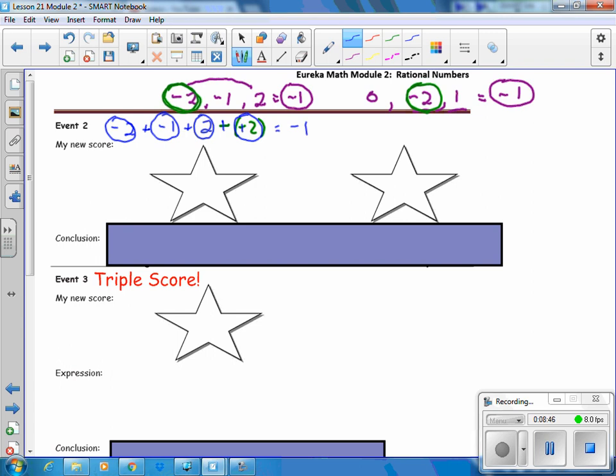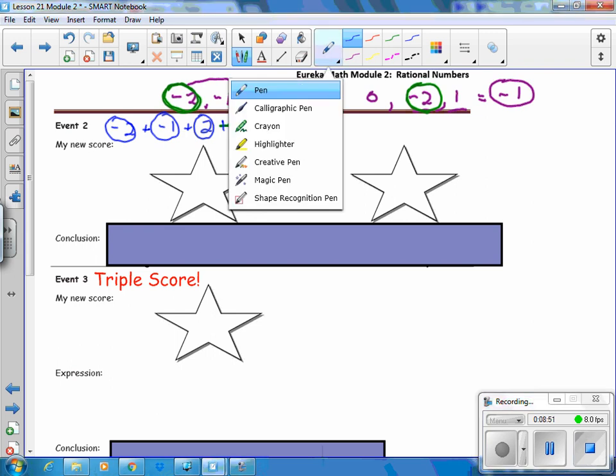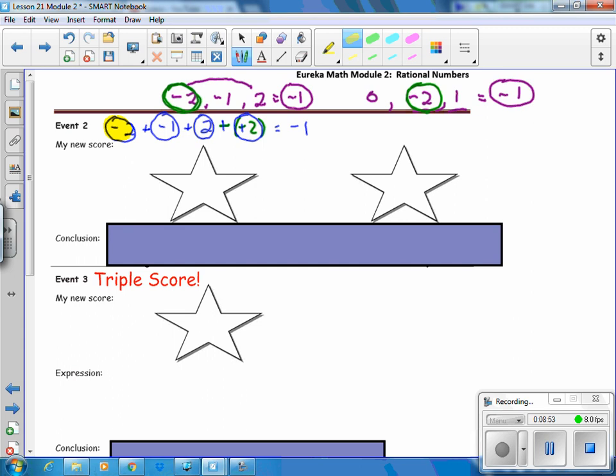Doesn't seem right. Let's check that. So maybe you see where I made my error there. Let's check that again. We've got a -2 and a +2, and that equals 0. And then we have a -1 and a +2. So here I have more positives than negatives. So 1 is correct, but it's not -1, it's +1. That makes more sense, because if I had -1 before, and I took away a -2, my score should change. Alright, so my new score is 1.